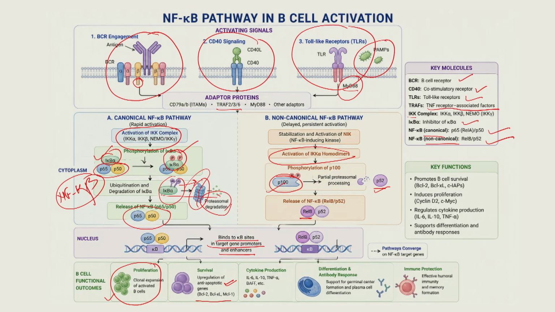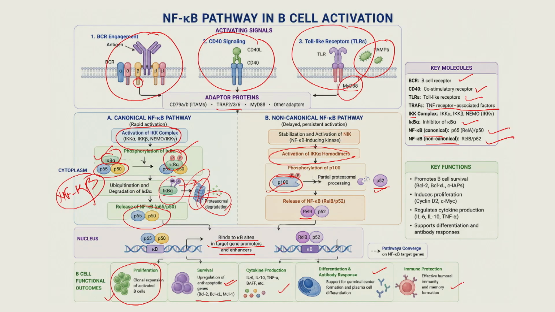Apart from that, a lot of cytokines are produced, such as IL-6, IL-10, TNF-alpha, BAFF, etc. These are all different kinds of cytokines which help B cell proliferation, survival, and secretion of different cytokines. Again, in the differential antibody response, we can see different kinds of class switching phenomena and germinal center production, plasma cell differentiation, and also a very effective prolongation of the memory immune response.